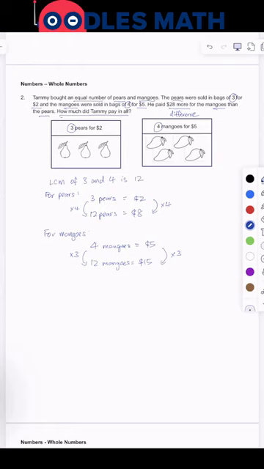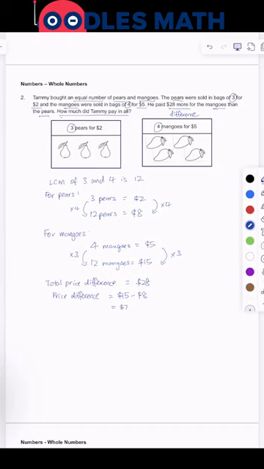Alright, so now we know that the total price difference between the pears and the mangoes bought is equal to $28. And so next we want to find the price difference between 12 pears and 12 mangoes. So the price difference of one group of 12 pears and 12 mangoes will be equal to $15 minus $8, and that gives us $7.